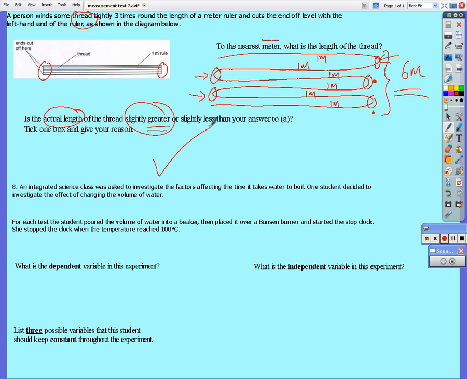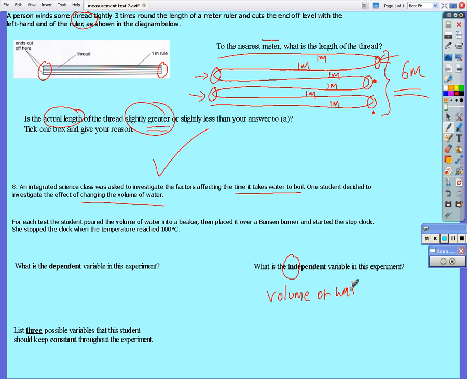Question 8 is an investigation by a class to find out what happens to the time it takes to boil water if you change the volume of the water. Now, boiling, of course, is when you take a liquid and you heat it up until bubbles start to form in the middle of the water, and that continues. That's what we call boiling. Well, in this experiment, the student is going to alter the volume of water. So if they're altering it, and that's their input, isn't it? So the volume of water is the independent variable.